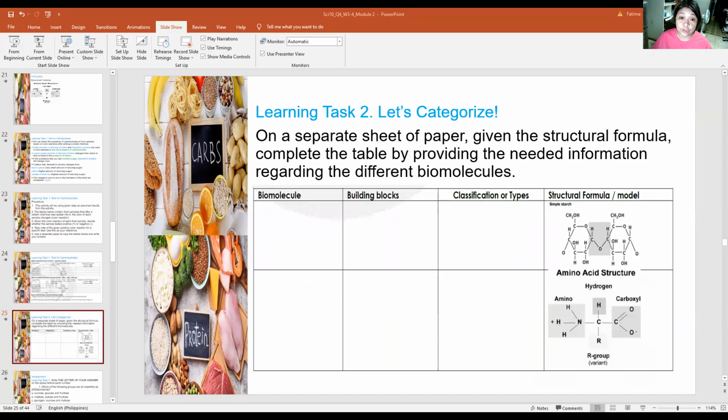For the biomolecule, you have only to choose whether it is carbohydrate or protein. For the building blocks, you have to choose from 4 choices. A, sugar, B, starch, C, fiber, D, amino acid or amino carboxylic acid. For the classification, for the first structural formula, A for monosaccharide, B for disaccharide, C for polysaccharide. For proteins, classification according to structure, you only need to choose either A, simple protein, B, conjugated protein.